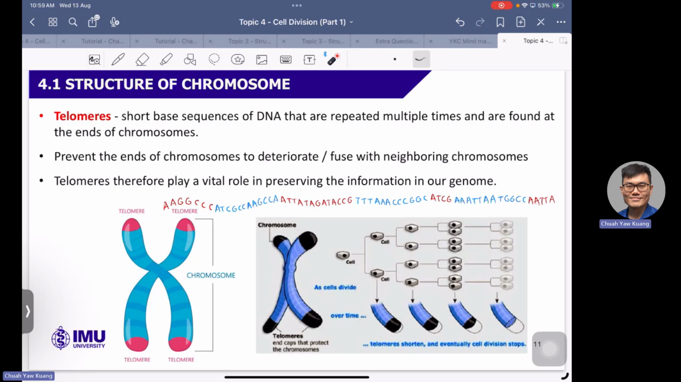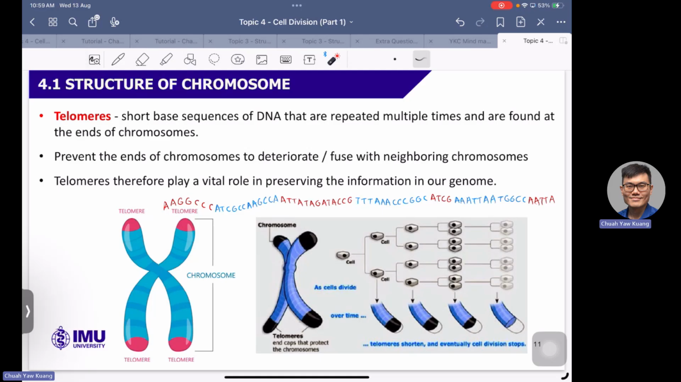Because every round, before you undergo mitosis or meiosis, it has to undergo replication in S phase. G1 phase, S phase, G2 phase, then mitosis. After mitosis, the two daughter cells will undergo the same thing, G1 phase, S phase again. So the telomere will be shorter and shorter, until the point where the telomere is gone.